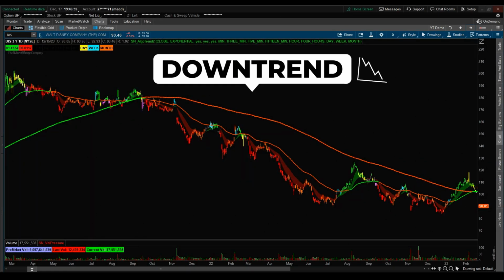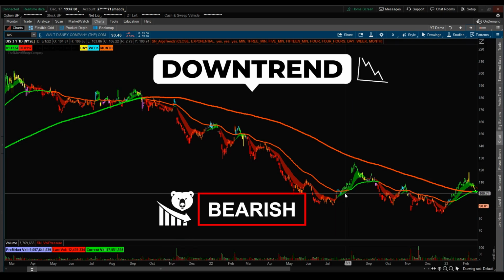Number 2, the downtrend. This is when the price of an asset is moving lower, making lower lows, lower highs, lower lows, and lower highs consistently on the chart. And this indicates that this asset is in the bearish sentiment of the market.